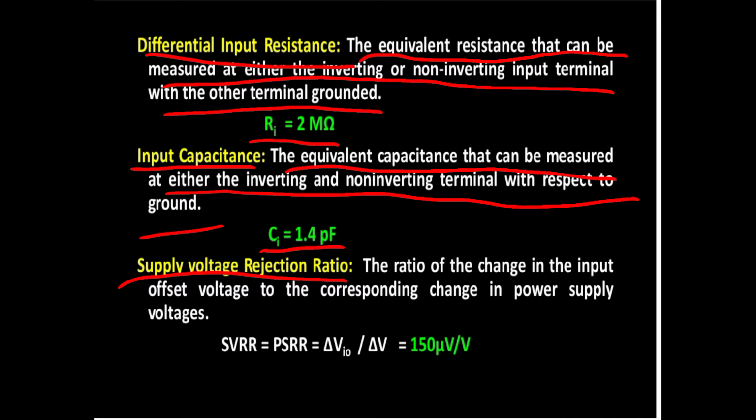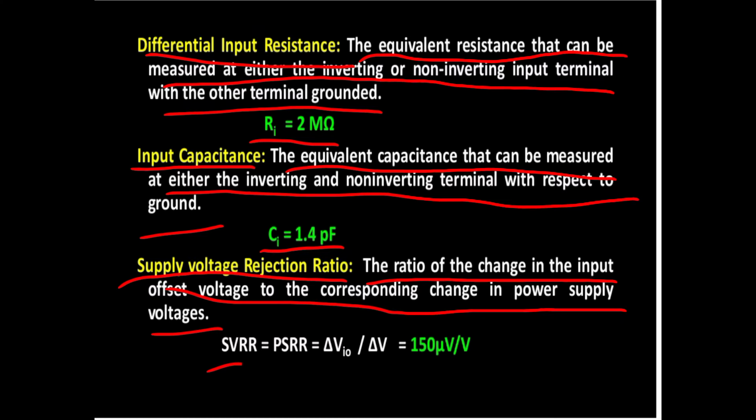Supply voltage rejection ratio is also known as power supply rejection ratio. Let's see the definition of power supply rejection ratio. It is the ratio of change in the input offset voltage to the corresponding change in the power supply voltages. It is simply called the ratio of input offset voltage to the power supply voltages.